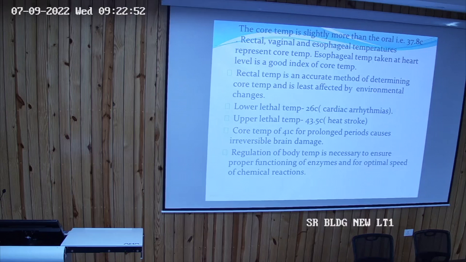The core temperature is slightly more than the oral in rectal, vaginal areas. Esophageal temperature taken at heart level is a good index of core temperature. This single line has an MCQ.